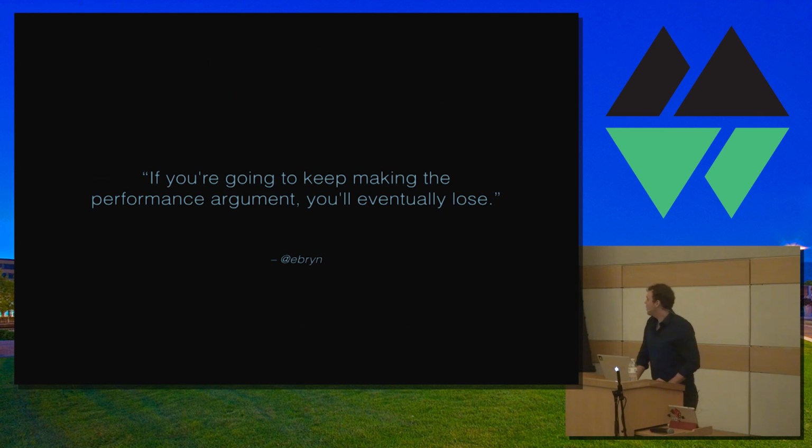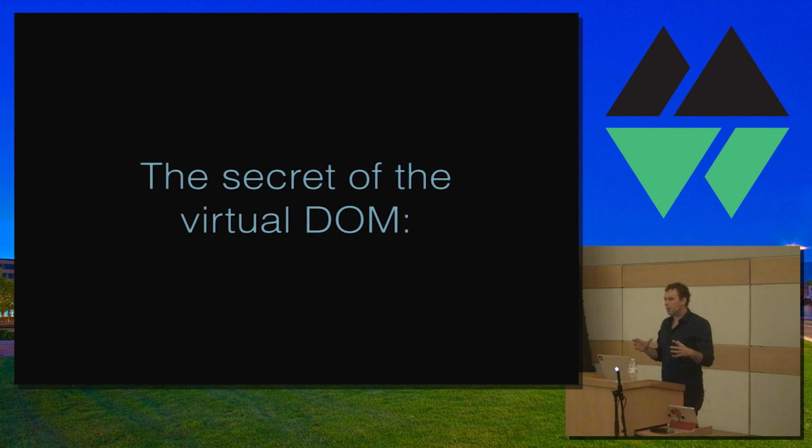So my friend who works on Ember performance says, if you're going to keep making the performance argument, you'll eventually lose. And this is true. Ember has been my example here, but they're making great performance strides, and the next version of their templating system is going to be really fast. But I think that ideas have fundamental performance properties. So the secret of the virtual DOM, so to speak, as tacky as that is, is not about performance.